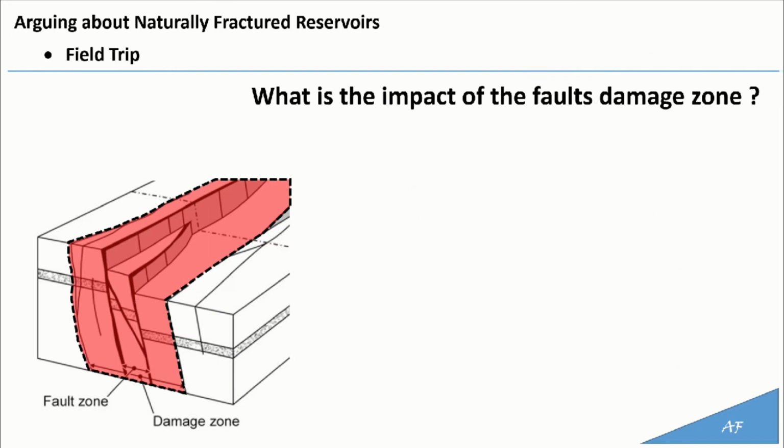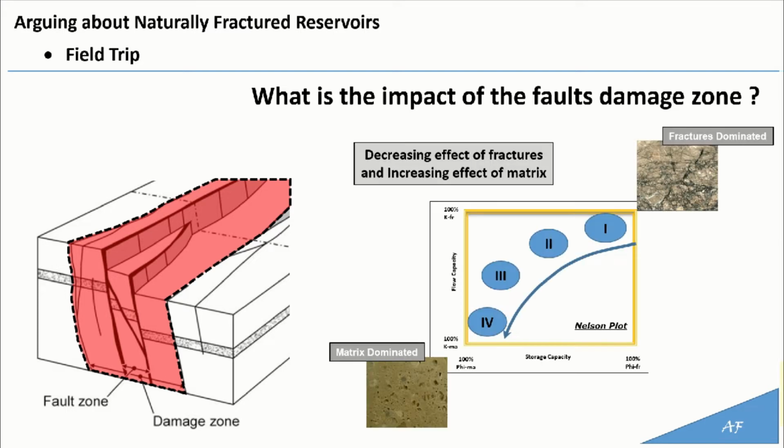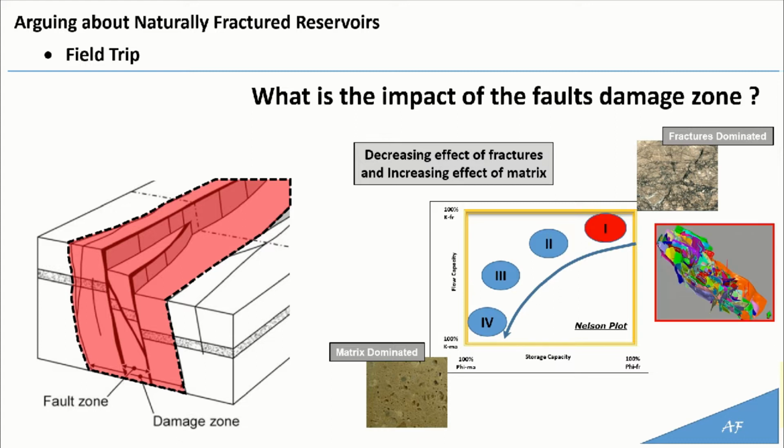What is the impact of the fault damage zones in fractured reservoirs? Generally, in a reservoir affected by several faults, the impact of the fault damage zone is quite significant. For fractured fields of type 1, as per Nelson classification, so affected by a very poor rock matrix and by a very close fault network, the fault damage zone represents almost the total storage and flow capacity.